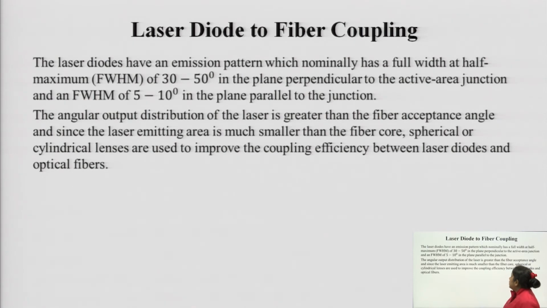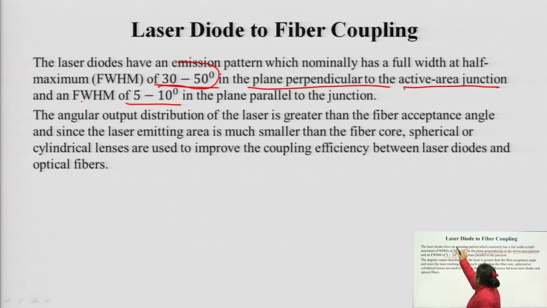Now, laser diode to fiber coupling. The laser diode has an emission pattern which nominally has a full width at half maximum of 30 degrees to 50 degrees in the plane perpendicular to the active area junction, and an FWHM of 5 to 10 degrees in the plane parallel to the junction. So, its value in the plane perpendicular to the active region is 30 to 50 degrees, and in the plane parallel to the junction it is about 5 to 10 degrees.